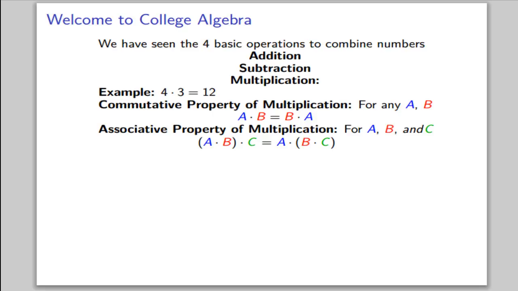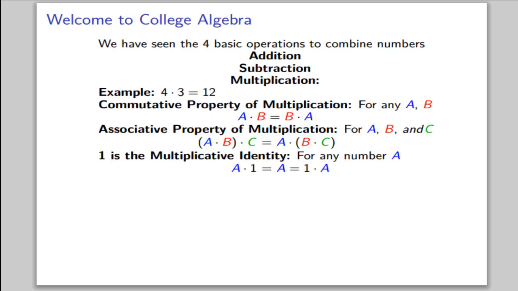That is, for numbers A, B, and C, if we first multiply A times B and then multiply by C, it gives us the same thing as if we first multiply B times C and then multiply by A. And finally, we saw that multiplication has an identity also, which is the number 1. So for any number A, A times 1 equals 1 times A is just A.